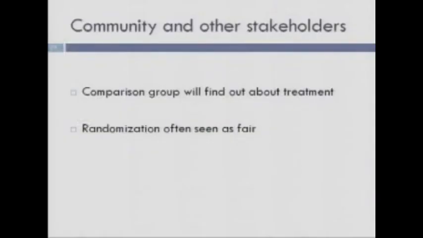Okay, so aside from the organization, you have to think about the community and other stakeholders. I wrote that the comparison group will find out about the treatment. I guess that was before I saw John's talk. In this mass mailing example, the comparison group might never find out. But if you're paying for extra teachers, the schools that are not the treatment schools and don't get the extra teachers are going to find out about this.